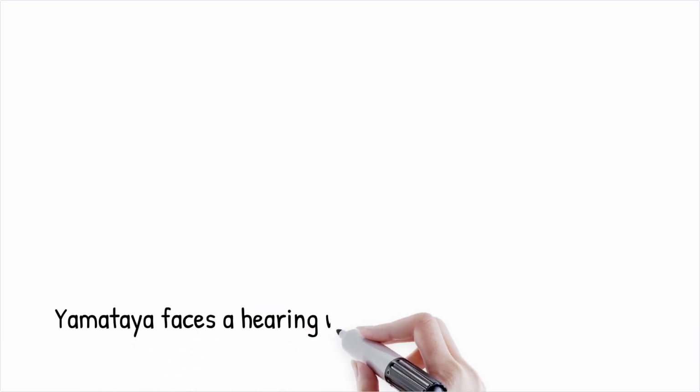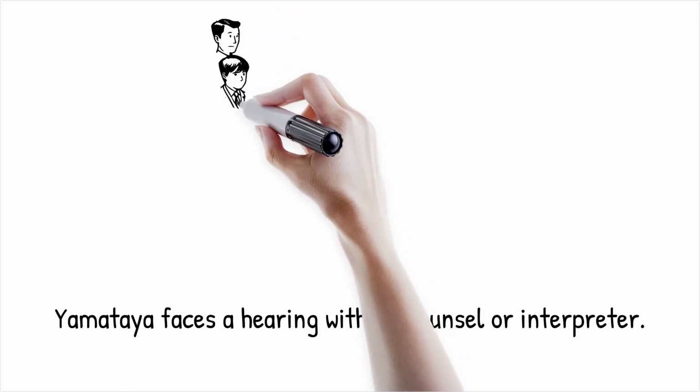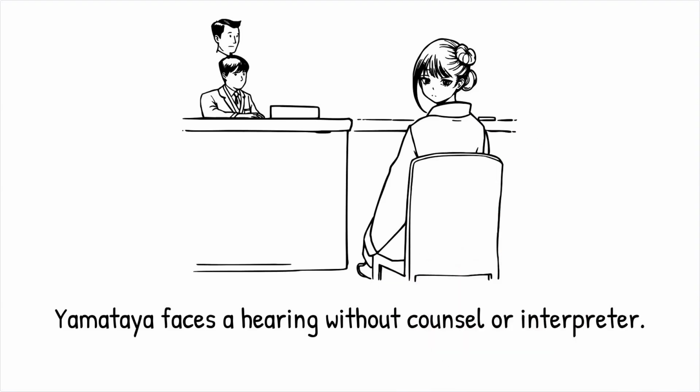Yamataya, who reportedly spoke little English, was subjected to a summary administrative hearing by an immigration officer. She was not informed of her right to counsel, given inadequate notice of the charges, or provided an interpreter, limiting her ability to contest the allegations.